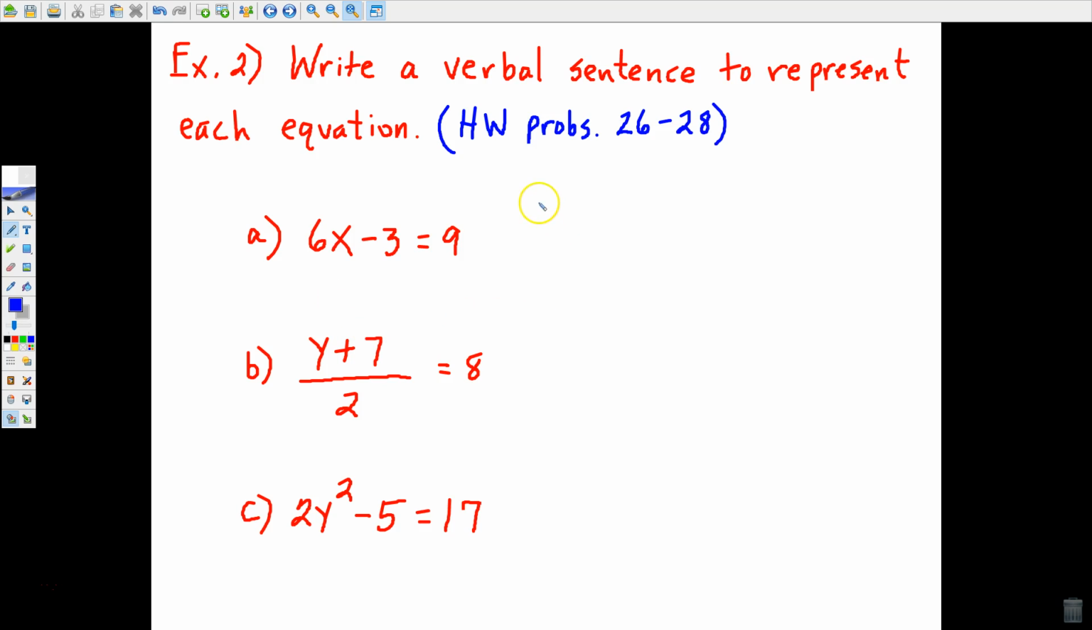So what I'm going to do is just give you a typical answer to these, and if you came up with something a little different, as long as you've described the operations correctly, it's going to be okay. But let's just take a look at letter A. I noticed that first of all I'm subtracting.